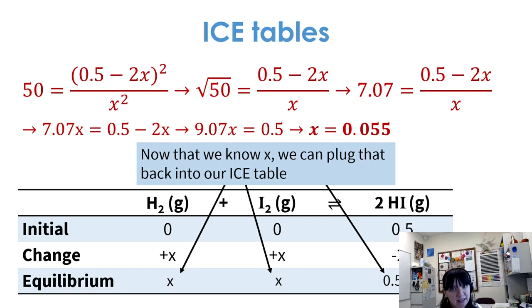If I say that X is equal to this number 0.055, that means the concentration of hydrogen at equilibrium is 0.055. The same for the iodine.